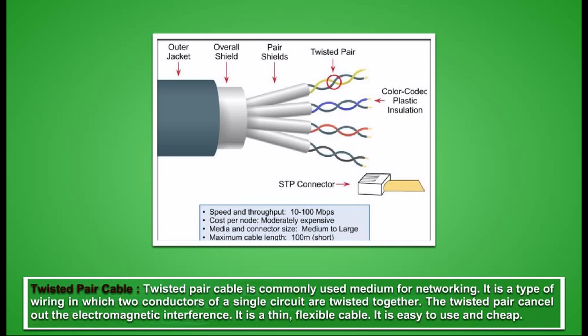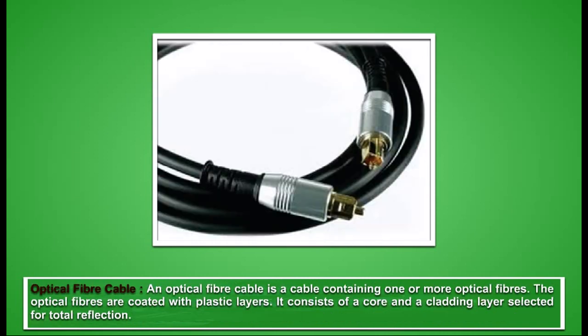Twisted pair cable. Twisted pair cable is commonly used medium for networking. It is a type of wiring in which two conductors of a single circuit are twisted together. The twisted pair cancels out the electromagnetic interference. It is a thin, flexible cable. It is easy to use and cheap.